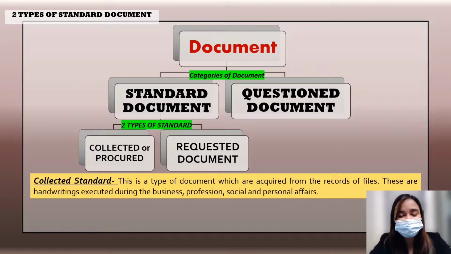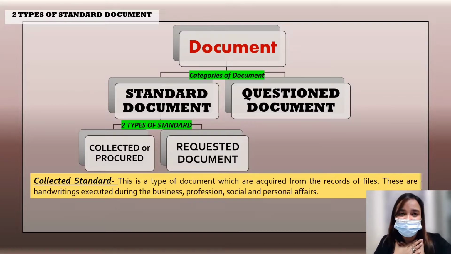Okay, balikan natin yung meaning ng standard document. Standard documents are considered as original or authentic documents or specimens, and these are from a known source. Ibig sabihin, alam mo po kung saan nanggaling ang document na yon. Now, collected document. Ito po yung document na ginawa mo araw-araw.